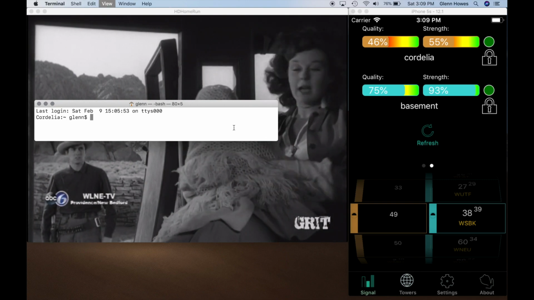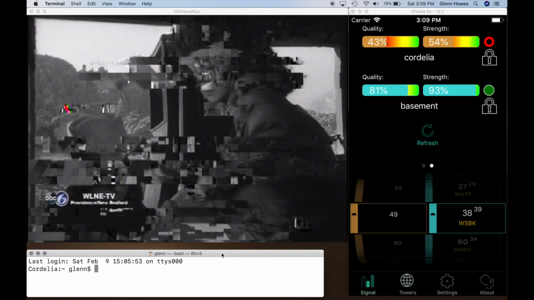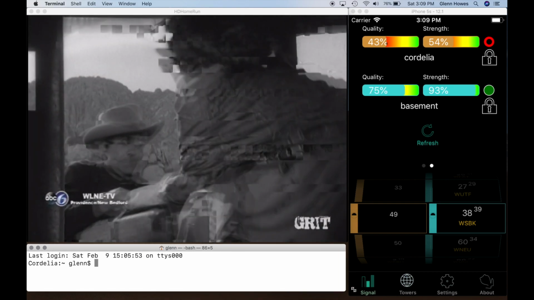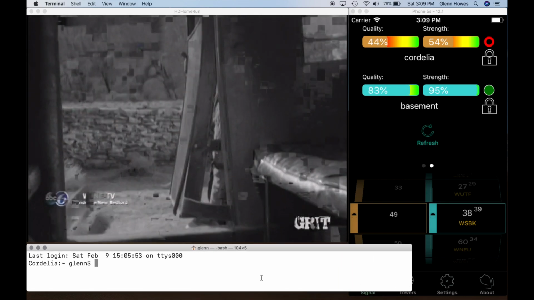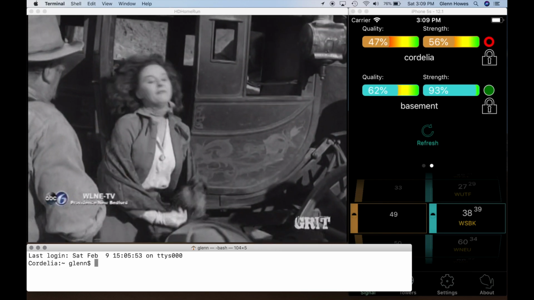Users of my Signal GH app for HDHomerun often ask me, what is signal quality? What is signal strength? What am I looking for when I try to get a better, more reliable picture out of my HDHomerun?